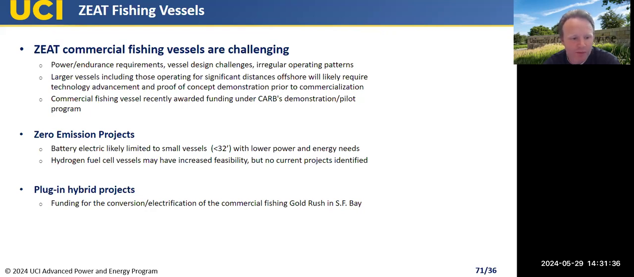The one project that I'm aware of, and it's a really interesting project that just was awarded funding, was the conversion electrification of a commercial fishing boat called the Gold Rush. Other than the funding announcement, I have not been able to find any more information on that project. I think Green Yachts is involved, so it'd be great to hear more about that. That's going to be a very interesting and important project, I think, given that there isn't as much momentum in this space and it has a lot more challenges. Next slide.